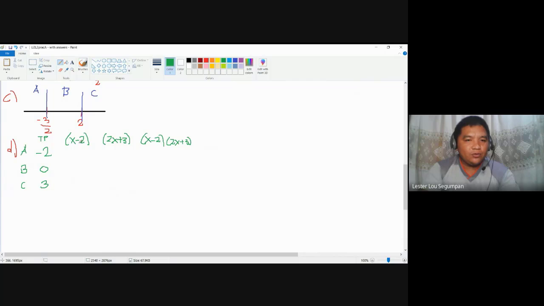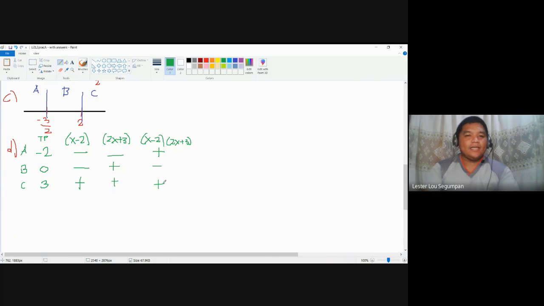So negative 2 minus 2 is negative. 0 minus 2 is negative. 3 minus 2 is positive. Next, 2 times negative 2 is negative 4, plus 3 is also negative. 0 times 2 is 0, plus 3 is positive. 3 times 2 is 6, plus 3 is 9, positive. And then the product: positive, negative, positive.